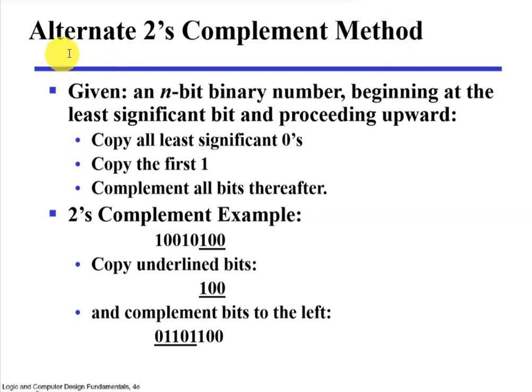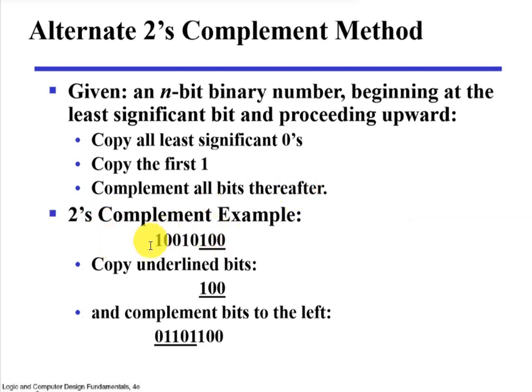There is another way of obtaining the 2's complement, as shown here: the alternative 2's complement method. Given an n-bit binary number, beginning at the least significant bit and proceeding upward, the alternative method consists of the following steps. First, copy all least significant zeros. Copy the first one after copying the zeros, and then complement all bits afterwards, thereafter to the left direction. So here's the example.